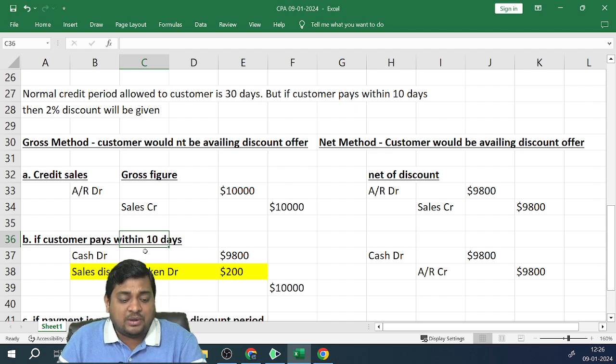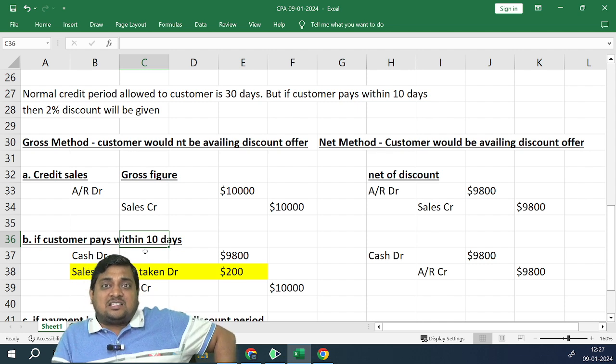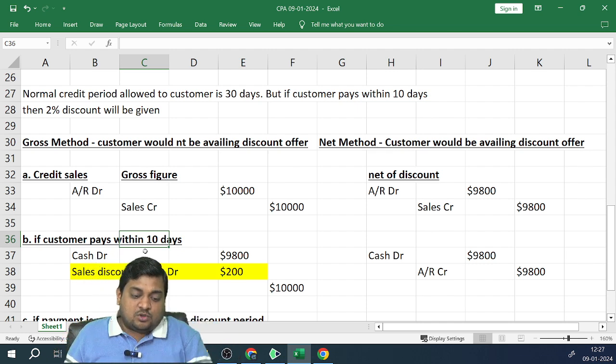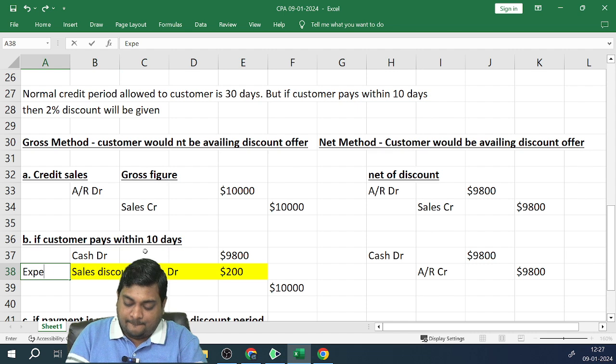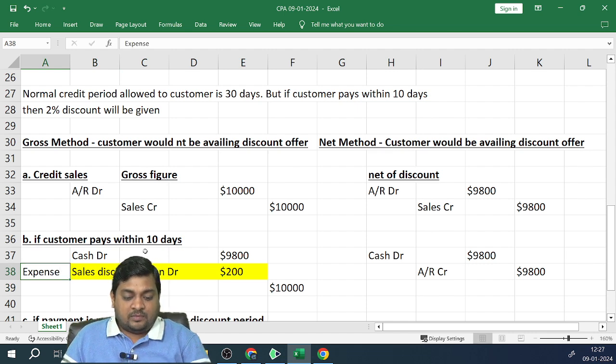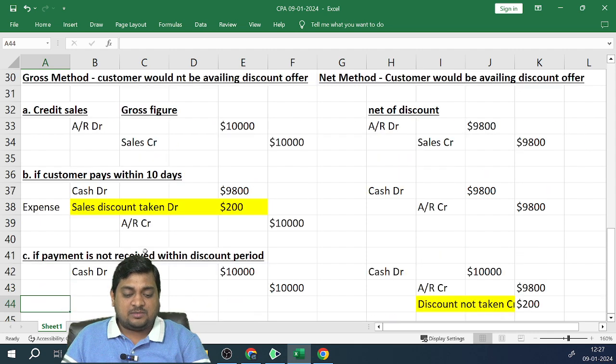So I am doing accounting as per the gross method. It means I have recorded sales at the gross figure. Now if the customer is availing the discount, it means the customer would be paying us less, so we are going to show discount as an expense. This is an expense, right? Now if the customer is not availing the discount, so the customer is paying at the normal credit rate, the full amount will be realized. Okay.